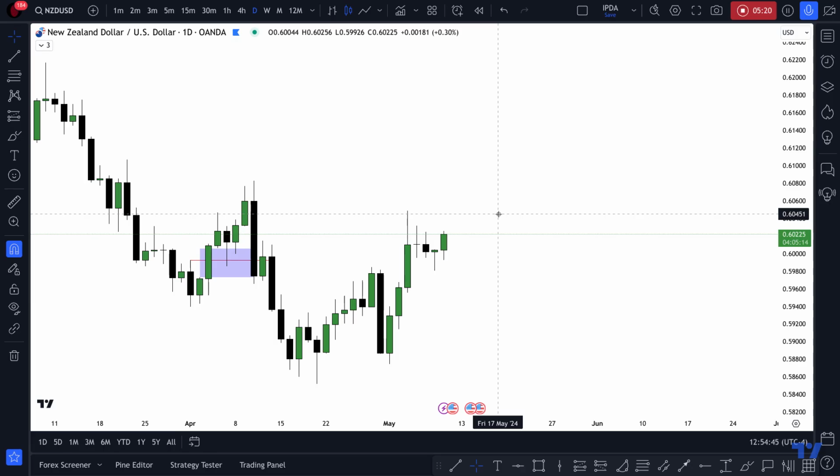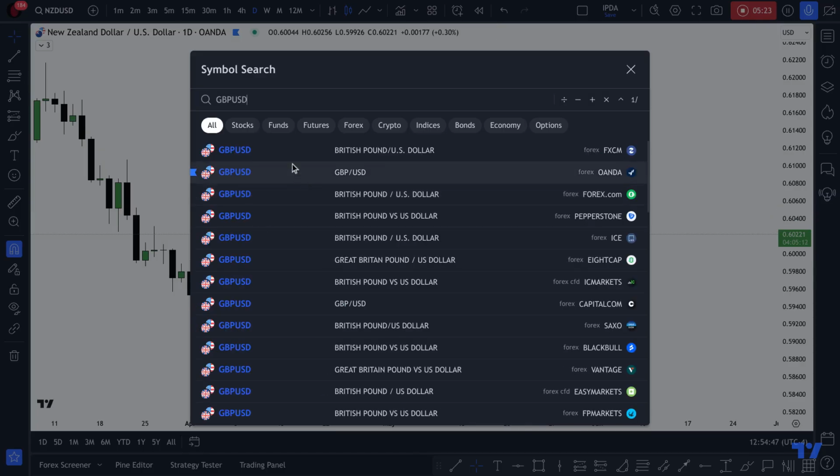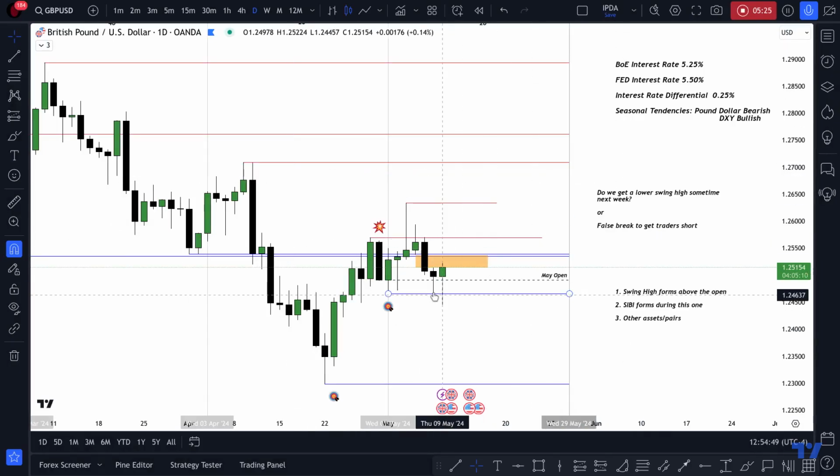And GU could be potentially doing what? Giving us a false break instead. GU may have run this swing low just to get traders short one more time before it pushes back higher. So that's what we have here. Do we see a lower swing high sometime next week? Or is this a false break to get traders short? They run this low and everybody starts chasing it.